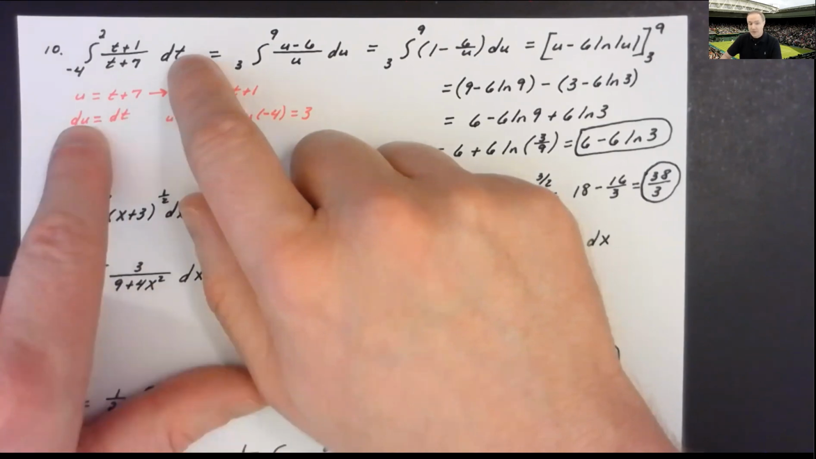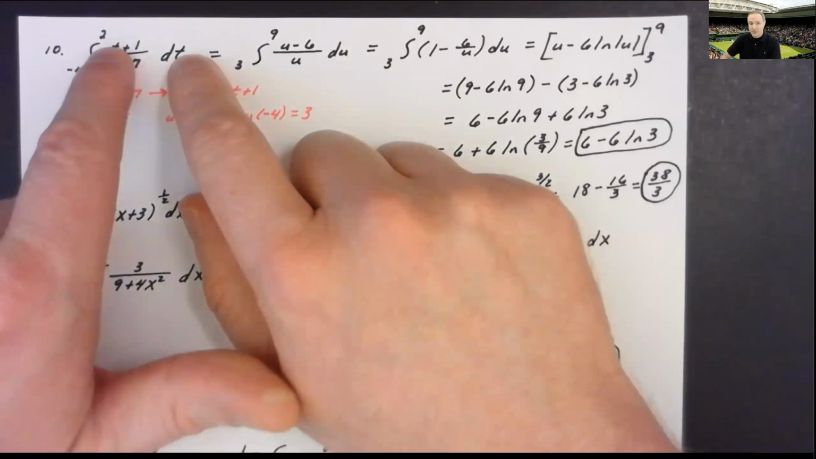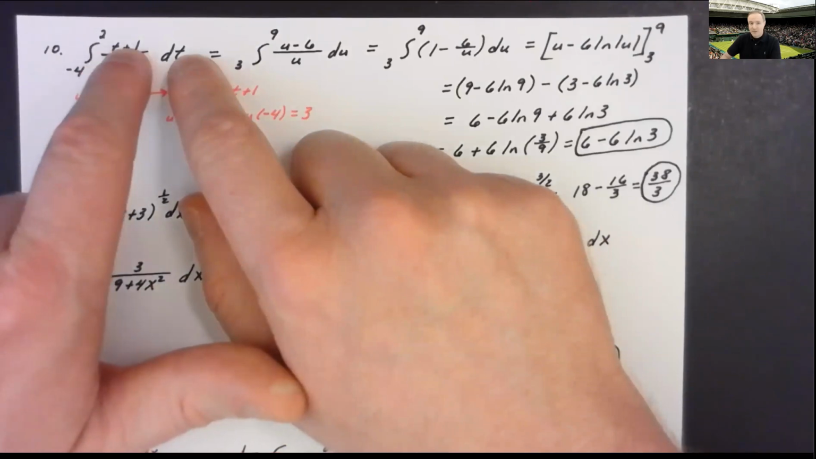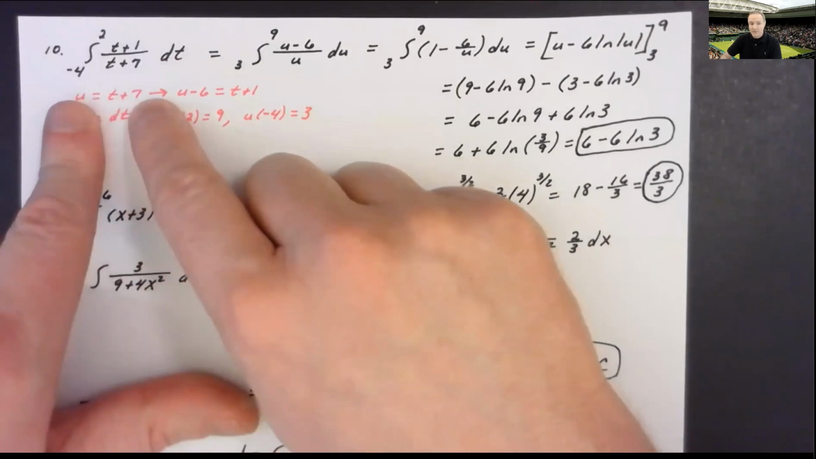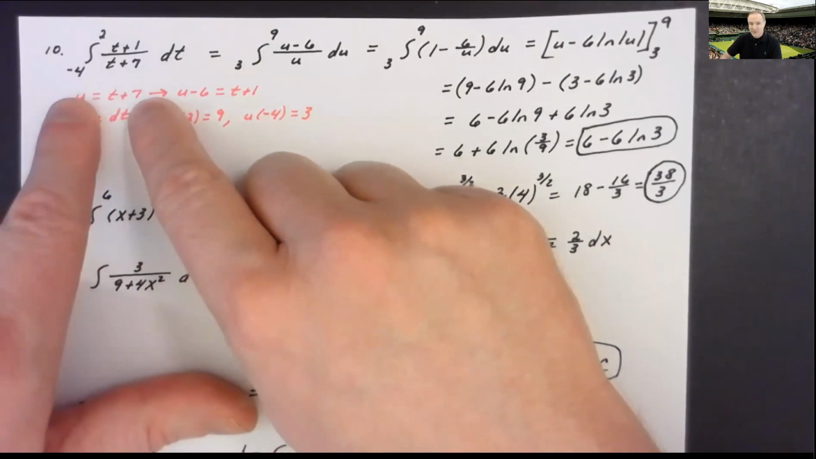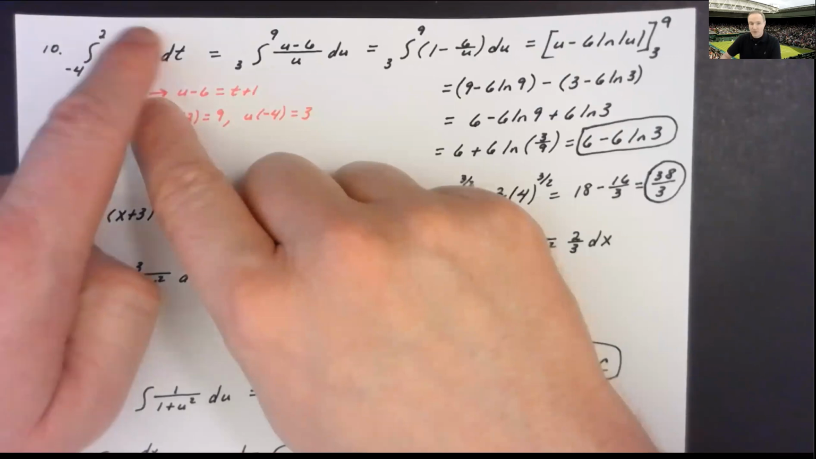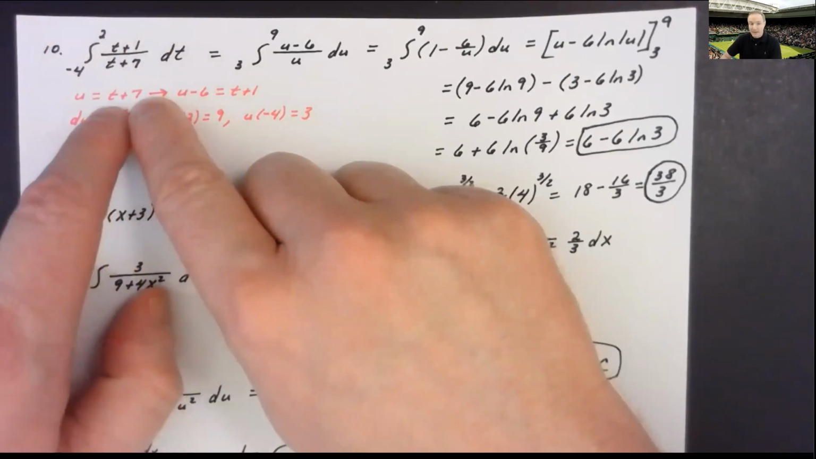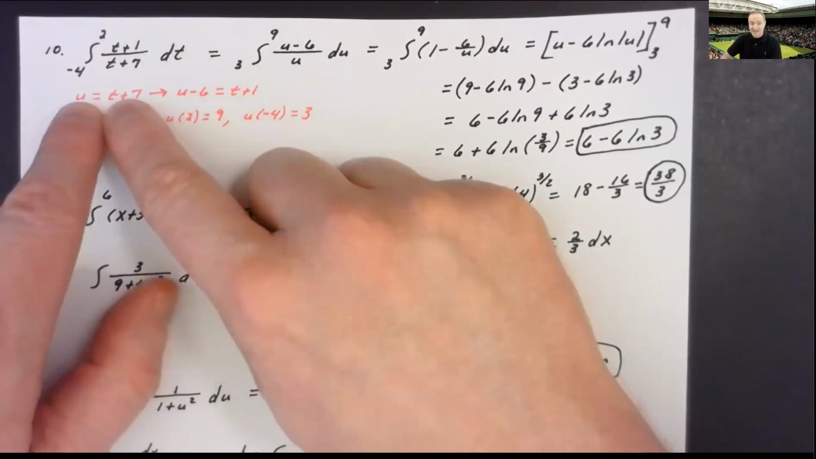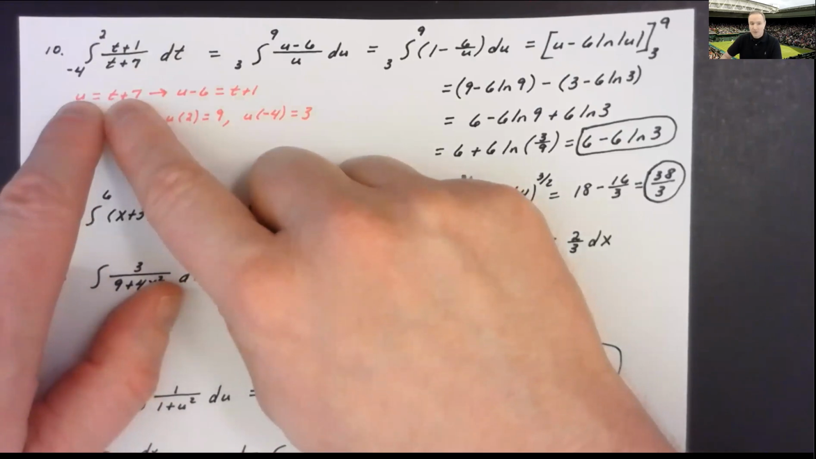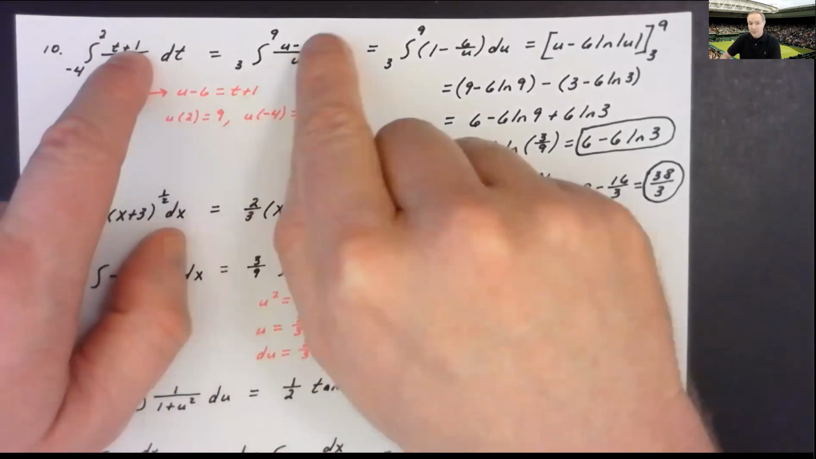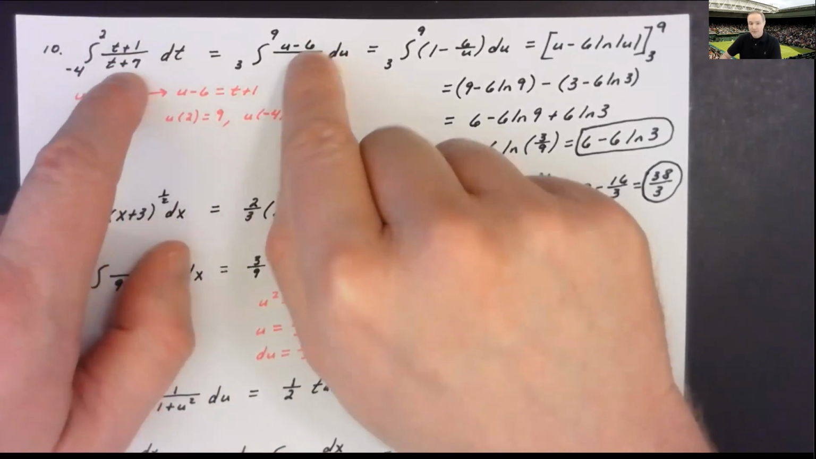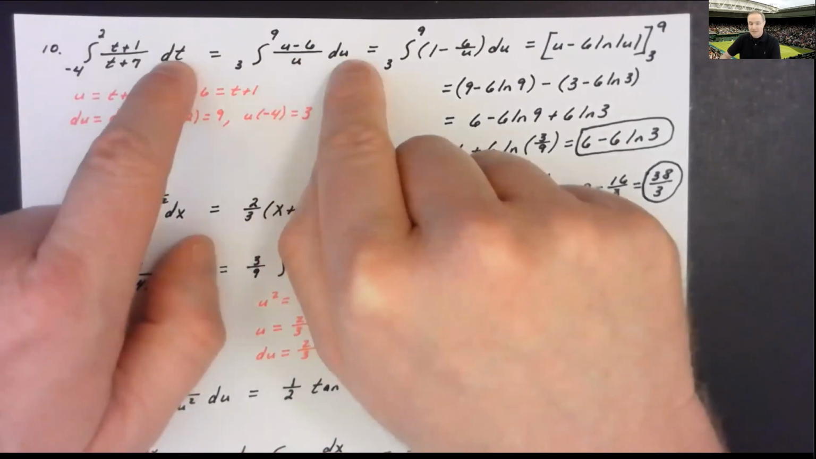But before I do that substitution, I need to think of what my numerator is going to become. My numerator is t plus 1. I know that u is equal to t plus 7. So I said, wouldn't it be nice if I could just solve for the whole term in that numerator? I can. All I have to do is subtract 6 on both sides of this equation. U minus 6 would equal t plus 1. So now that numerator t plus 1 gets replaced with u minus 6. My denominator is u. dt is du.